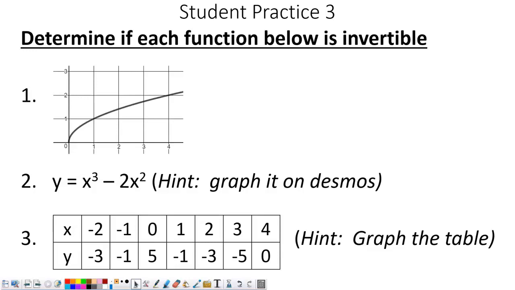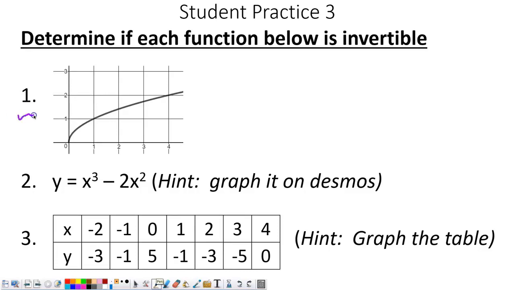Okay? So here is a student practice for you guys. I'd like you guys to go ahead and try numbers 1 through 3. Now I'm kind of throwing you guys for a loop here on numbers 2 and 3, and that's on purpose because your homework will be like that. So I want you guys to get a chance to see what that's going to look like.